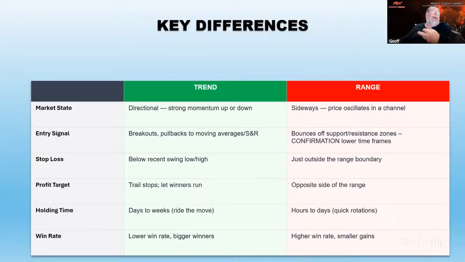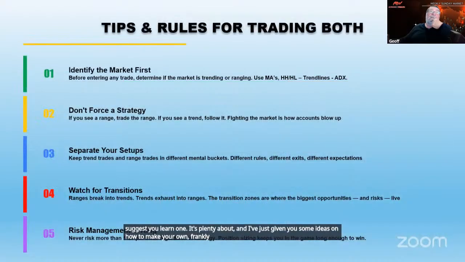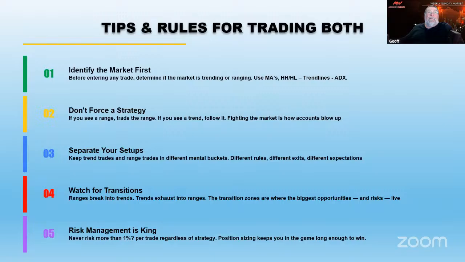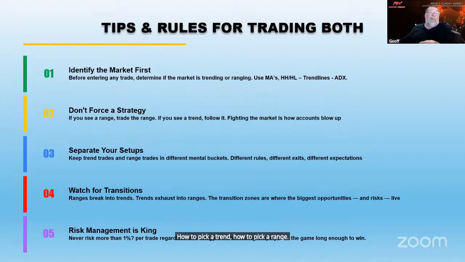You've all learned how to trade the trend. If you haven't got a range trading system in your portfolio, then I would suggest you learn one. There's plenty about, and I've just given you some ideas on how to make your own, frankly. And again, there's another set of hints on how you would go about doing that. I won't go through them because we're running out of time, but please, if you're struggling with how to pick a trend, how to pick a range, how to trade either, then here's some ideas for you, and I hope they help you.